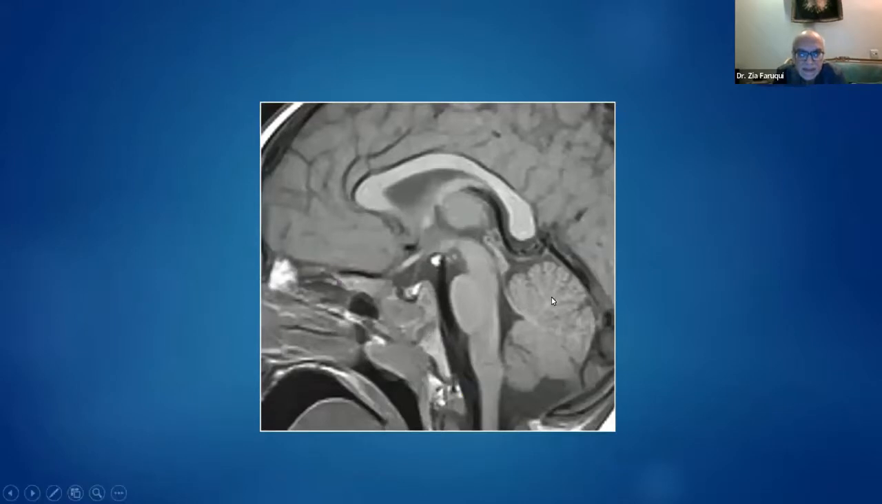So this is an MR representation. You can see the pituitary fossa posteriorly contains very dense hormones, so it gives you a high signal on T1 weighted images. The anterior pituitary is isointense to the brain on the T1 weighted images. So can anybody spot anything else?